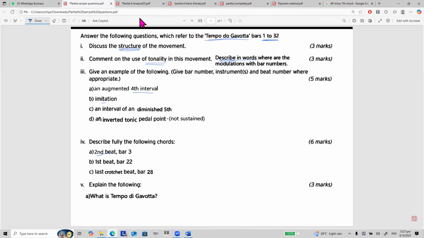Next, you also need to explain the meaning of tempo di Gavotta. Write down the definition of tempo di Gavotta. We're going to cover this, but before I move on to discuss the answer, I would like to answer the questions that my subscribers have been asking.